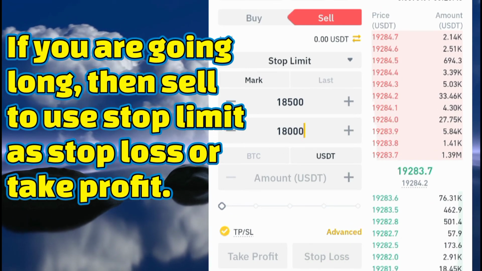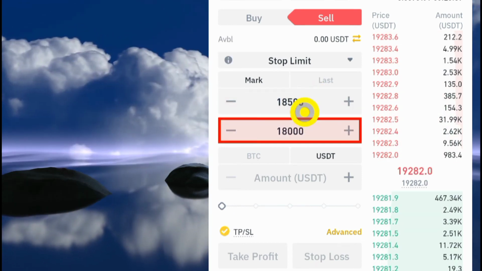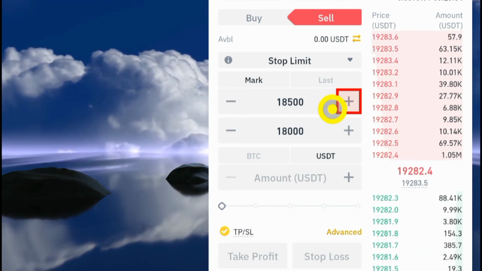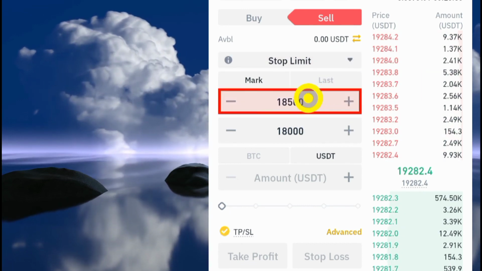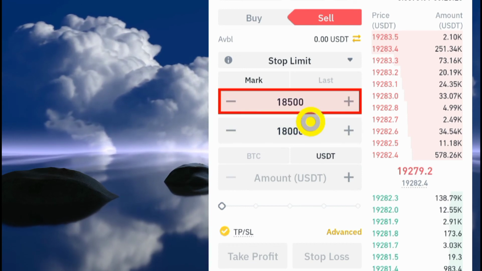Basically what you're saying is, I know I bought Bitcoin at $19,000, but because crypto is volatile, it could drop below the $19,000. So if that happens, I want to stop my losses. You're basically saying I want to have my Bitcoin sold.